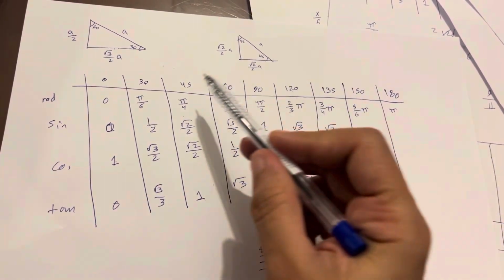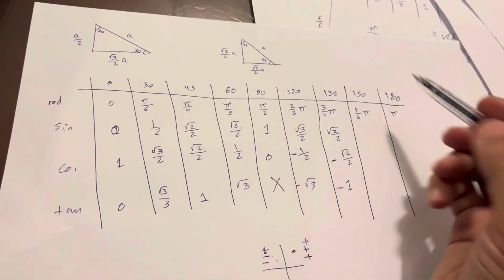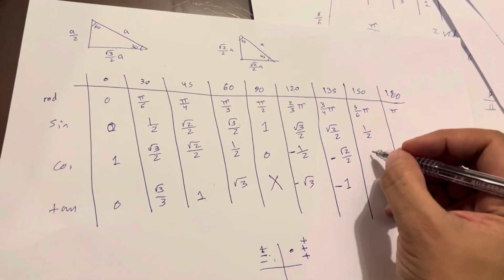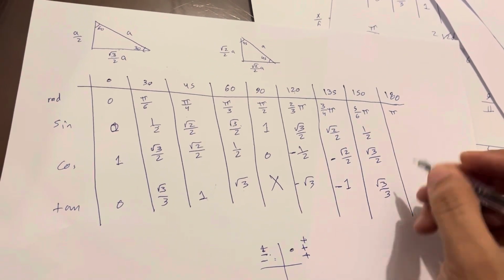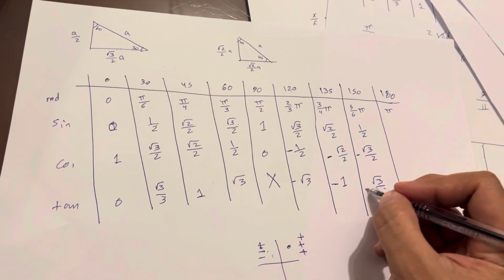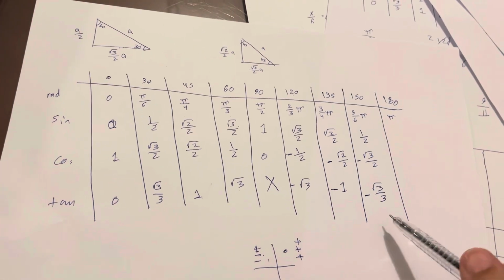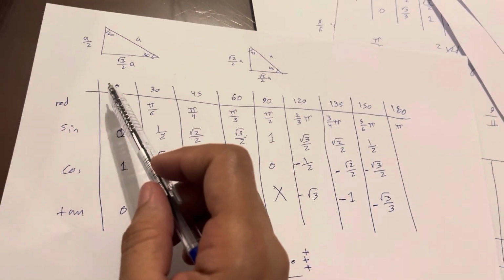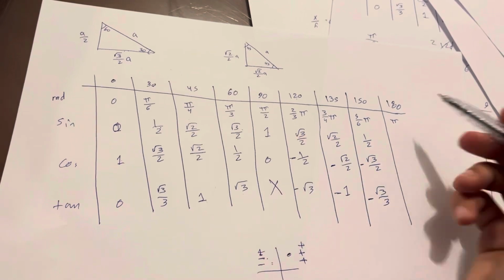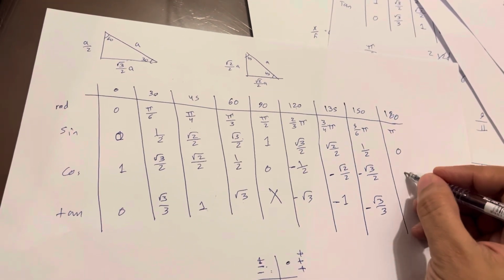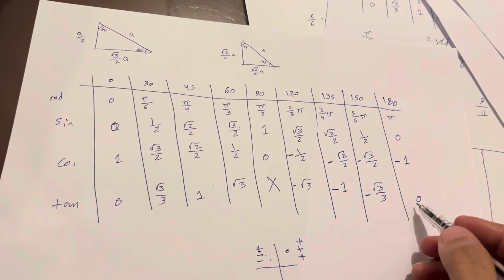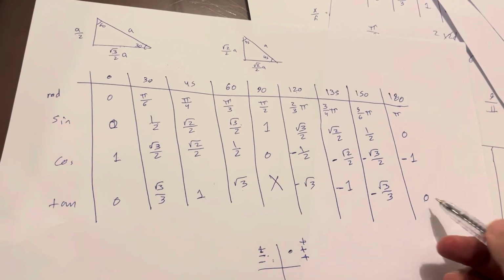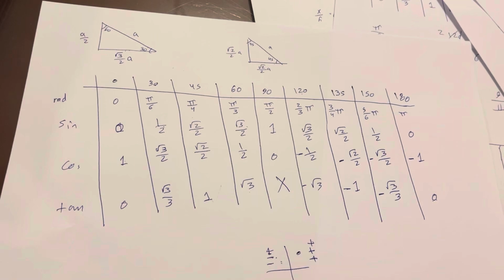150 is supplementary to the 30, so I will copy the 30. 1 over 2, radical 3 over 2, radical 3 over 3. But your cosine and your tangent are negative because this is the second quarter. 180 is supplementary to the 0, so I will copy 0, 1, 0, but your cosine is negative. Your tangent is negative, but negative 0 and positive 0 is the same, so this will remain as 0.